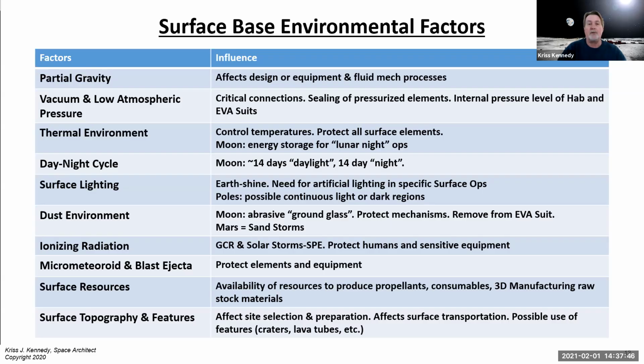On the moon, you will have to protect from micrometeoroids and blast ejecta, similar as well on Mars, but not quite as much because of the gravity and some atmosphere. And then surface resources. Think about the availability of those resources, to produce the propellants and consumables, and 3D manufacturing raw stock materials. So that could influence the location of your base. And surface topography and features.